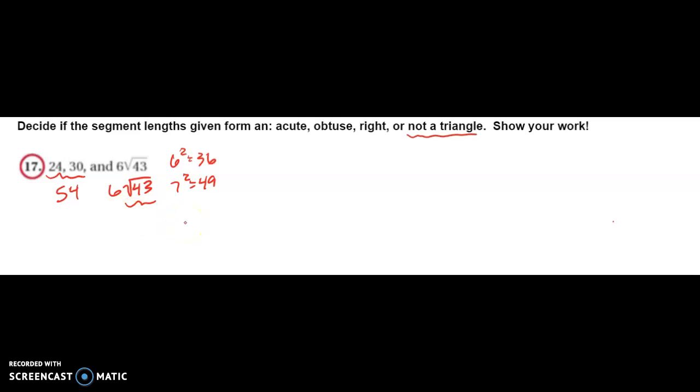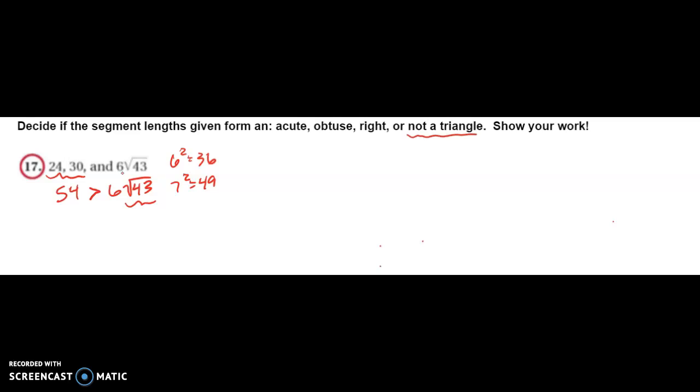So the question is, if this was 7, the closest it would be is to 7. 7 times 6 is 54. So this is definitely below 7. So 54 is definitely bigger than 6 root 43. So we do have a triangle.